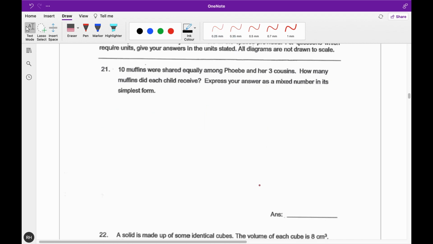Question 21. 10 muffins were shared equally among Phoebe and her 3 cousins. So we have Phoebe and 3 cousins. So that's a total of 4 people. How many muffins did each child receive? And express your answer as a mixed number in its simplest form. Okay, so 10 divided by 4, and then we want to express it as a mixed number, meaning a fraction. So when it comes to divide, the line in the fraction is also the same as divide. So we can write it as 10 out of 4, and then we change this to a mixed number.